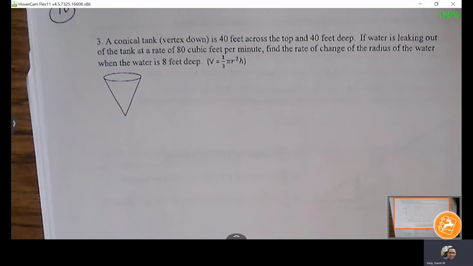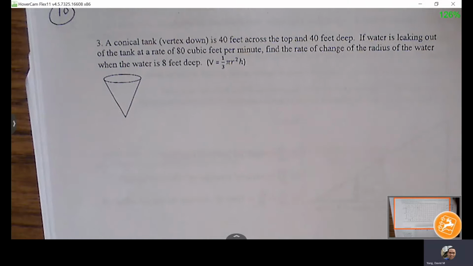All right. Page 10. Cone problem. How do you feel about cone problems? Okay, all right, good. We can get some additional practice then.